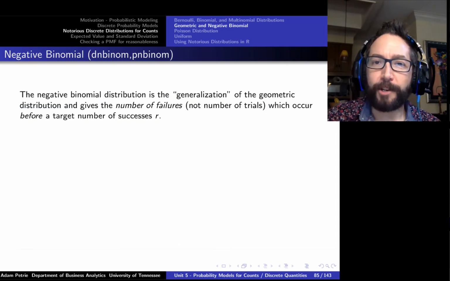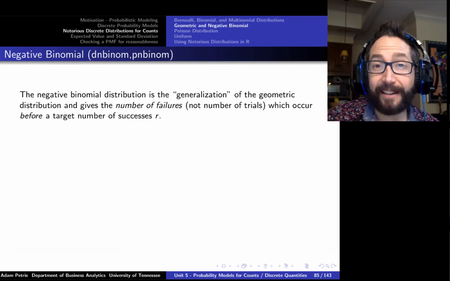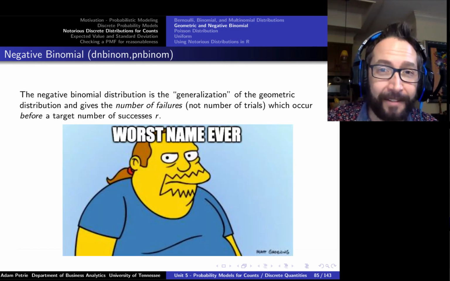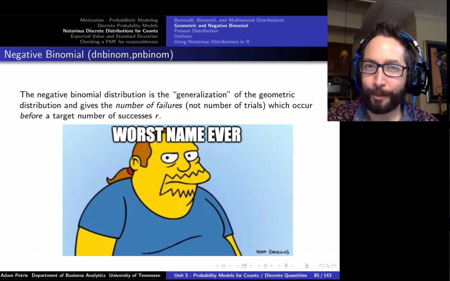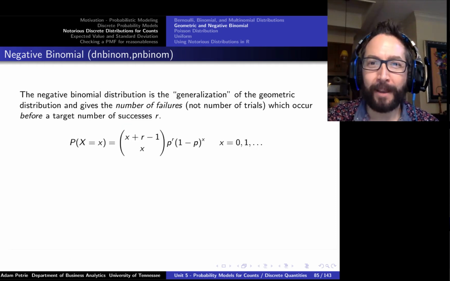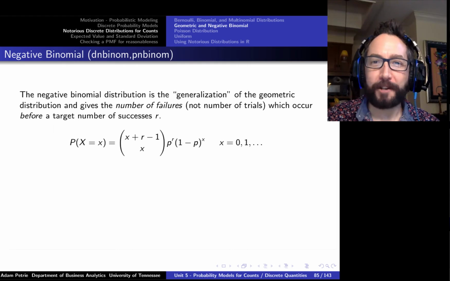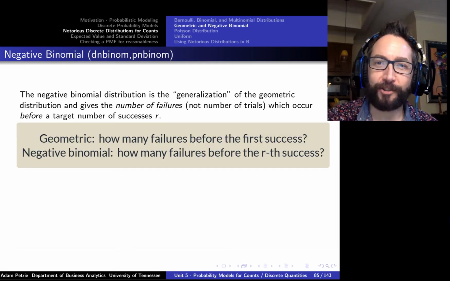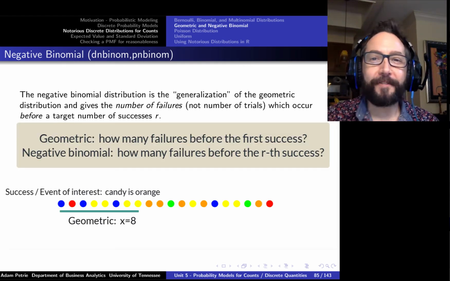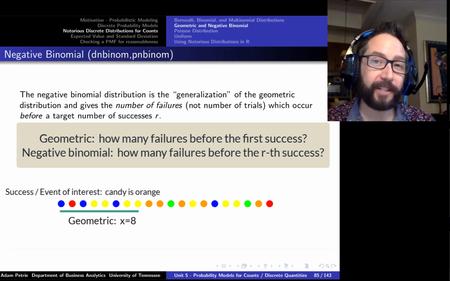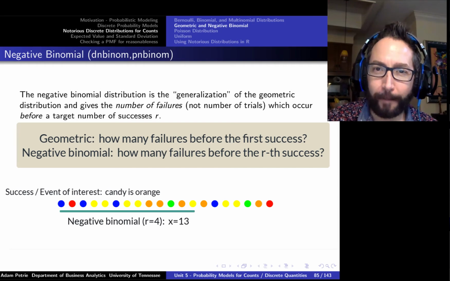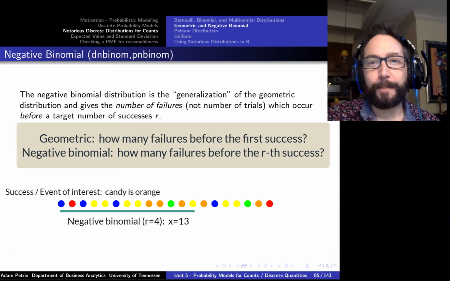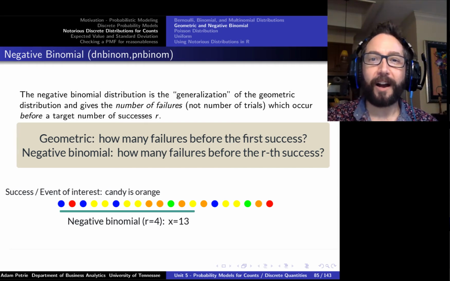A related distribution to the geometric is the negative binomial. Now, I'm not a fan of the name of this distribution because it doesn't directly tie into the binomial distribution. The formula kind of looks the same, but it's really quite different. It's more of a generalization of the geometric distribution. Instead of counting up the number of failures until that very first success, it's counting up the number of failures until success number r.